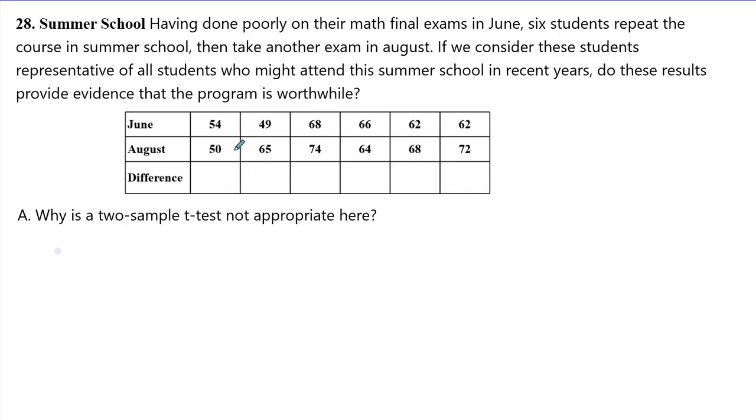We have all their June and August scores, and so we're going to find the difference. Now we're expecting their August score to be higher than their June, so we're going to do August minus June. So this person actually went down, so that would be a negative difference, which is not what we were expecting. And then 65 minus 49, that's going to be 16, so that'd be a positive increase. This one would be a positive 6 increase. This would be a negative 2, so they actually went down. This one would be a positive 6, and then here we would have a positive 10.